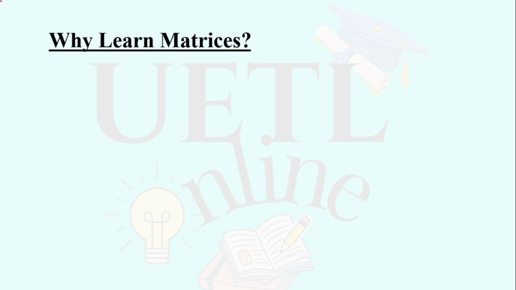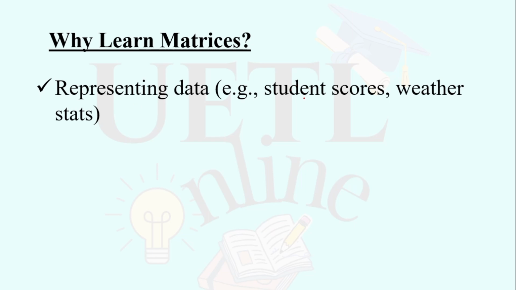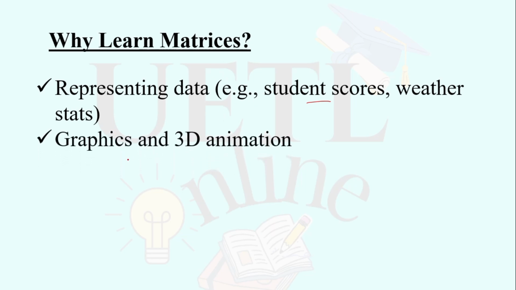In this last part of this introduction to matrices, we're going to learn why we learn matrices. Let's understand the reasons. The first is to represent data. For example, we have students and we want to represent their scores in a matrix. We can also represent weather statistics, amount of rainfall, temperature, and so on, in matrix form. The other thing is graphics. When drawing and animating 3D animations, we use matrices for multiplication, zooming, and things like that.